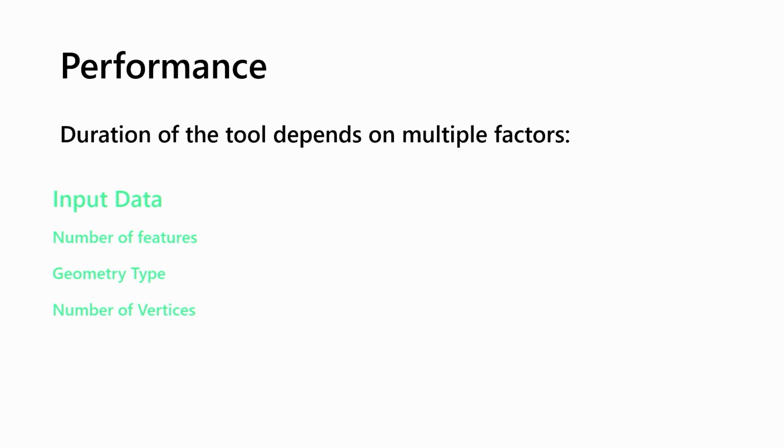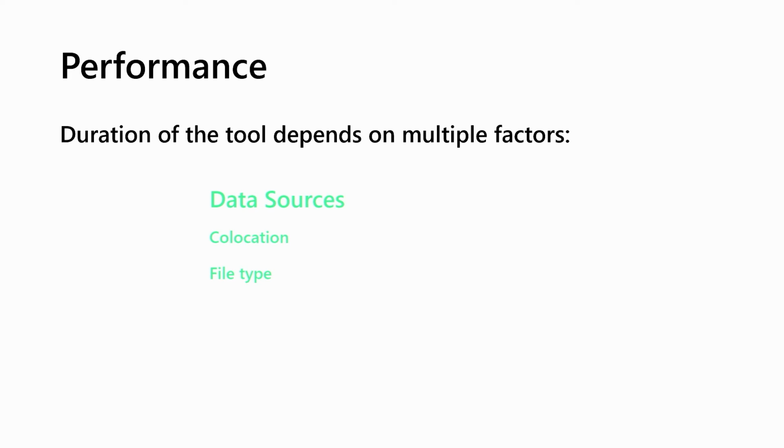The next one would be data sources. So co-location is super important if you want it to run well. So much so that we don't currently support feature services as our input, because the time to grab the service from the server, bring it down to be used in GeoAnalytics desktop tools is too much, and at that point you should probably be using your GeoAnalytics server to do the analysis.